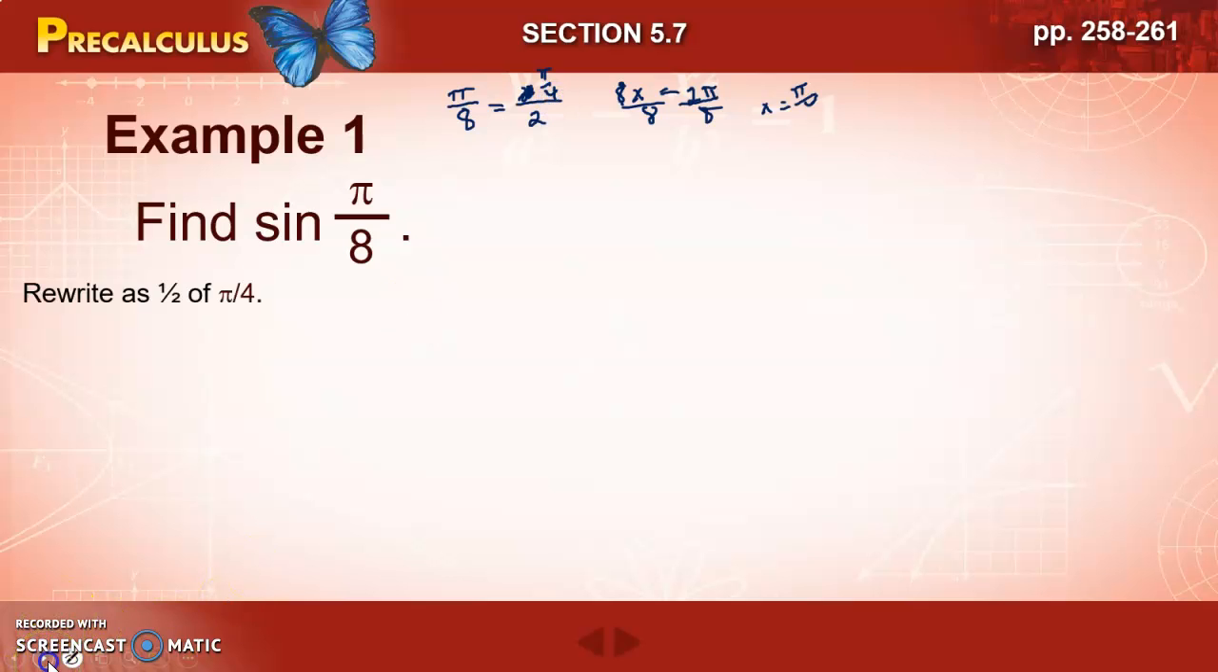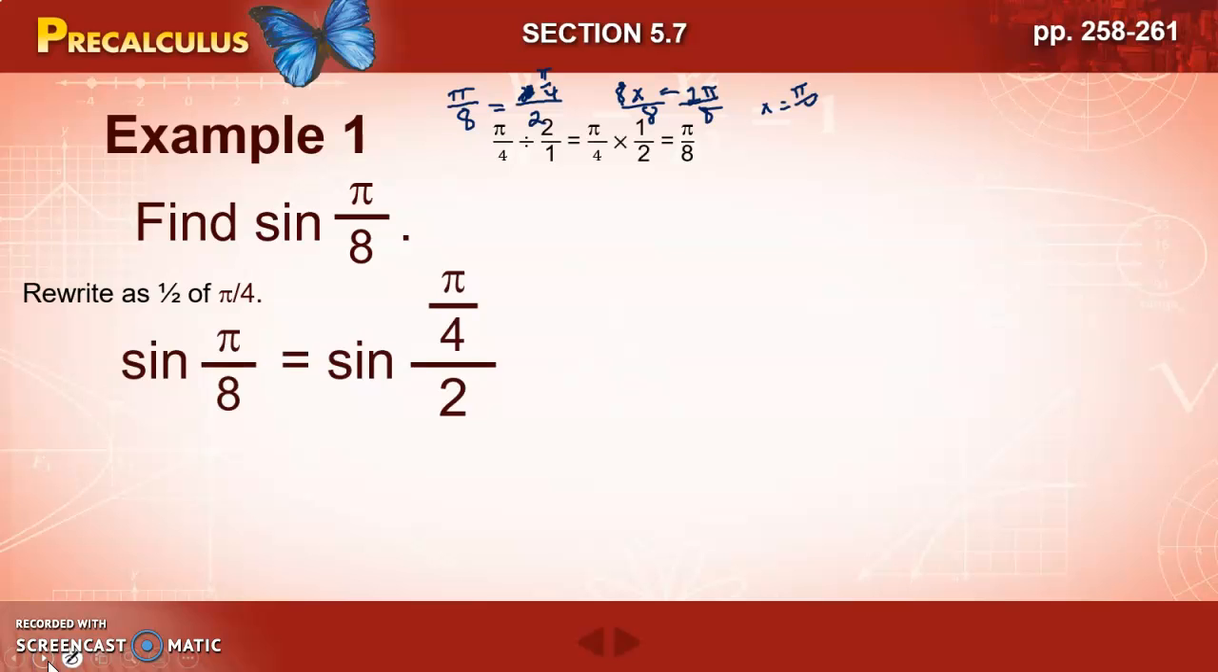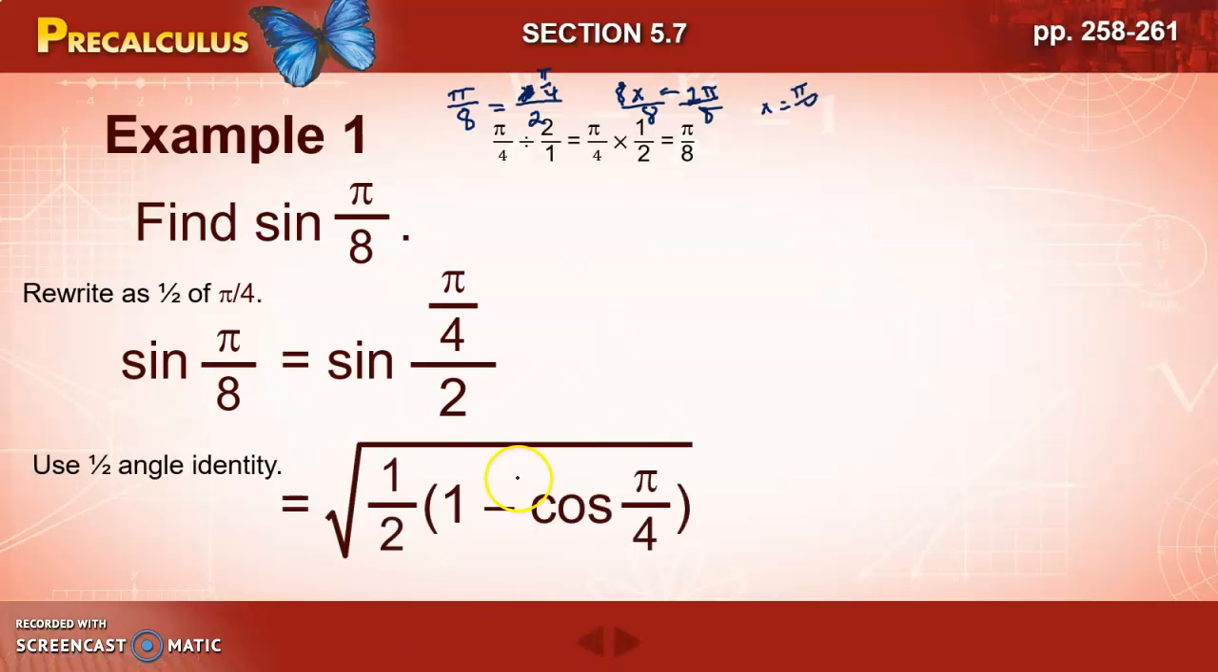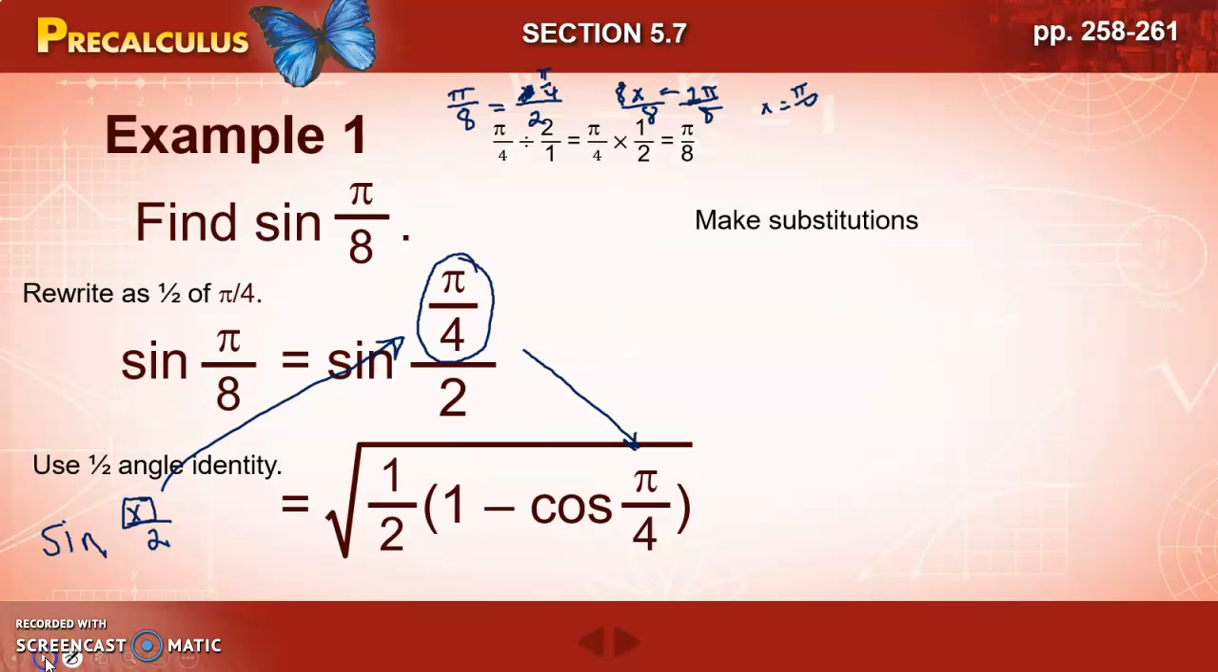So we're going to rewrite that first as a half angle. So sine of pi over 8 is the same thing as sine of pi over 4 over 2. We'll then apply the half angle identity for the sine function. So using our half angle identity, we get the square root of 1/2 times 1 minus cosine x. This number right here, this is our x. Remember, it's sine of x over 2. So whatever's in our numerator, which in this case is pi over 4, is our x, and that's what gets plugged into our formula here.